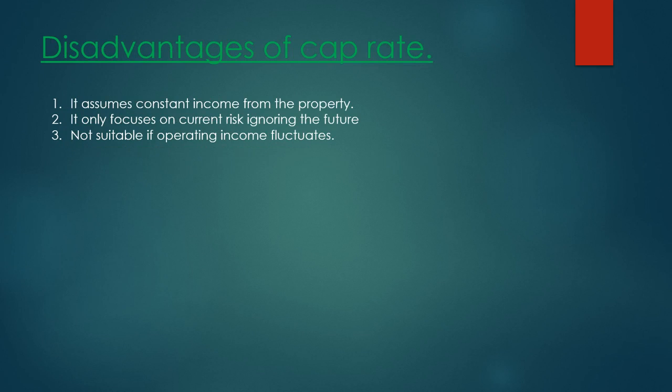The disadvantages of cap rate include, first, that it assumes a constant income from the property. Also, it focuses on the current risk, ignoring the future. Remember, I said we base it on a yearly basis, so it only focuses on current risk and the risk for the future is ignored. Also, it is not suitable if operating income fluctuates.